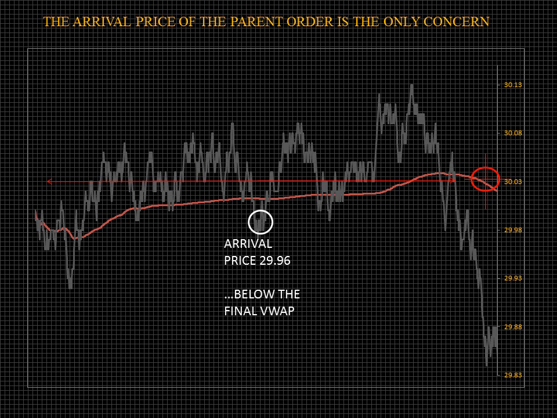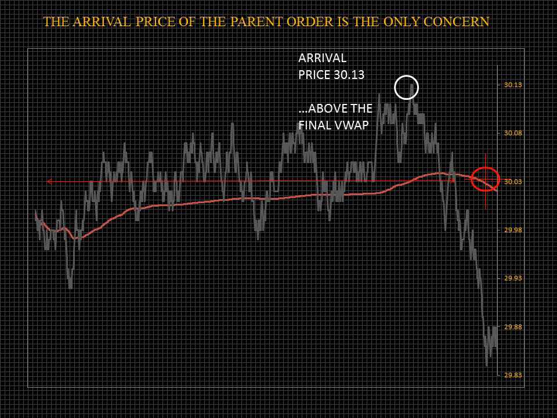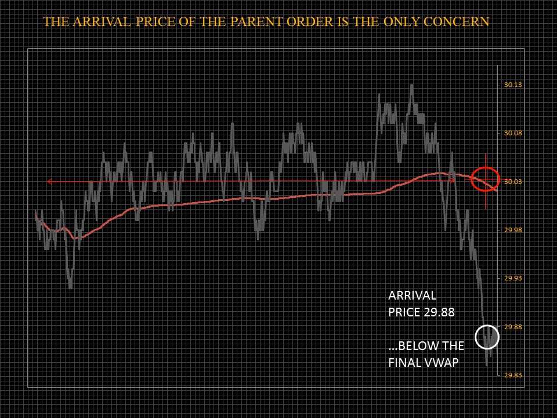At midday, we see the arrival price of $29.96 comes in below the final VWAP. Late in the trading period, we see the arrival price of $30.13 is above the final VWAP. Finally, on the close, we see the arrival price of $29.88, which is also below the final VWAP. This academic example serves as a foundation for our understanding of the importance of the parent order arrival price relative to the final VWAP, as well as the final VWAP forecast.